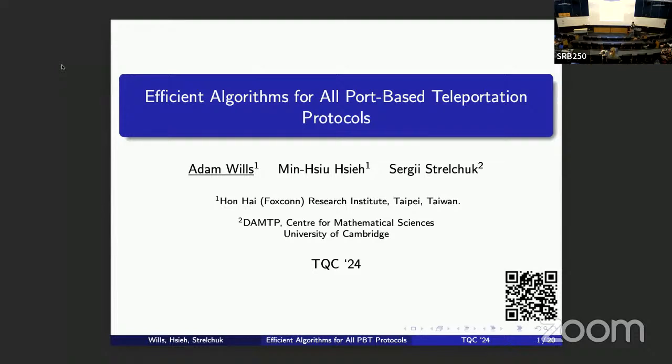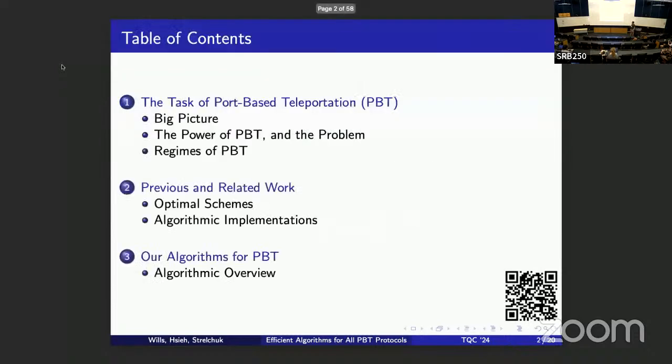So we're going to talk about port-based teleportation. If you've never heard of that, we're going to start by going through it in full. It's a different type of quantum teleportation that does something truly unique. We'll talk about the past work and then some of the work that's happened recently, of which there's been quite a lot. And then we'll finish with going over our algorithms quickly, but we won't focus too much on that because the next talk's also about PBT and there'll be more detail on the actual algorithmic implementations there.